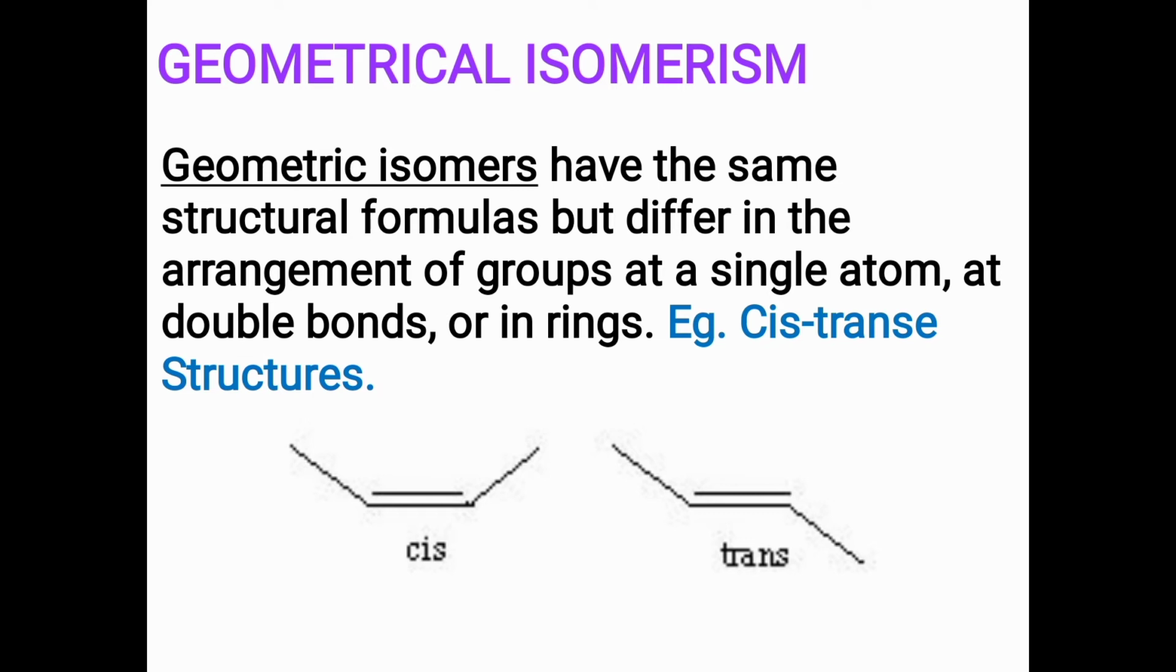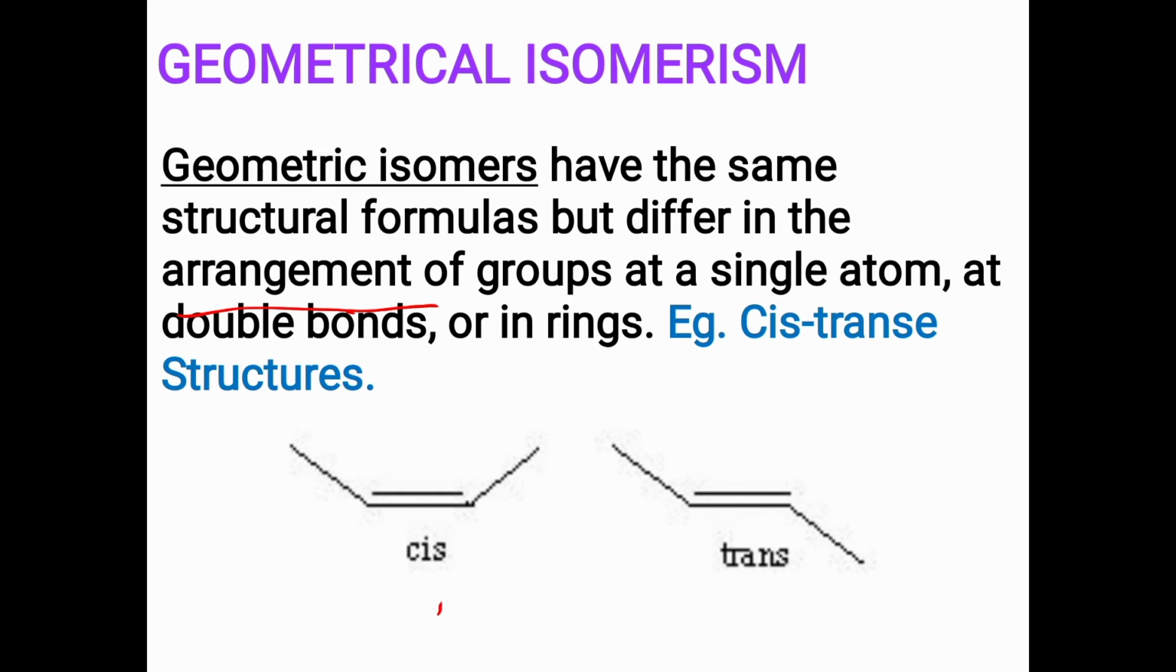Geometrical isomers have the same structural formula but differ in the arrangement of groups at a single atom, such as a double bond, or rings. Example: cis and trans forms. Cis-trans isomerism. Here you see this is the case of double bonds.